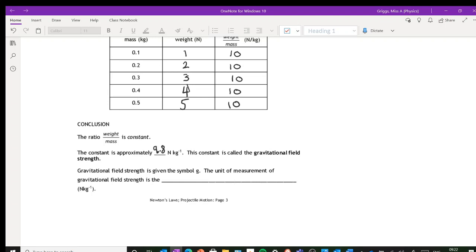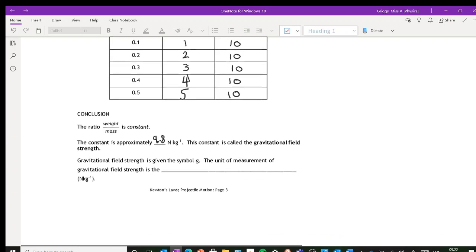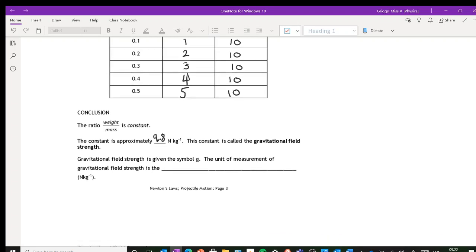Some of the question booklets I think still use 10 because I think it was from an older curriculum. So you'll just have to watch the question. So if the question says use 10 as gravitational field strength, use 10. But if it doesn't, use 9.8. So gravitational field strength is given the symbol lowercase g, and the unit of measurement of gravitational field strength is the Newton per kilogram.